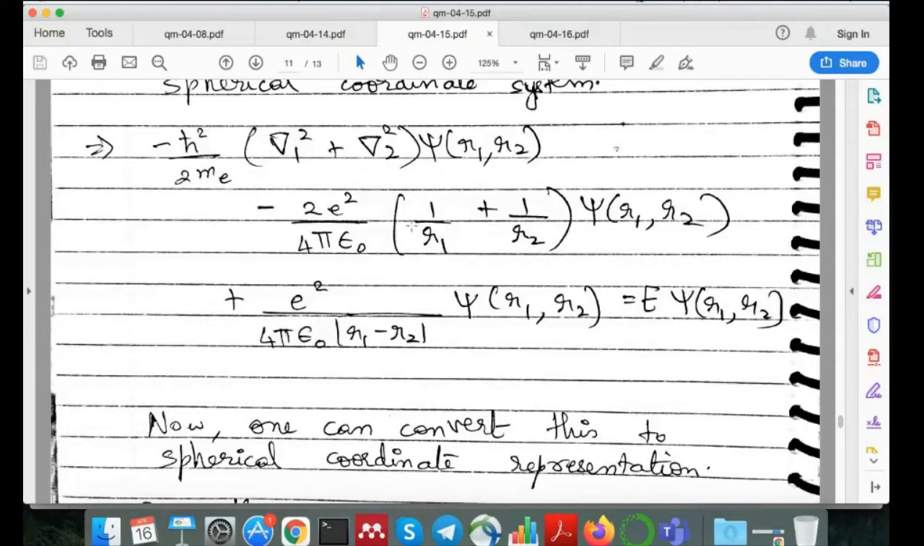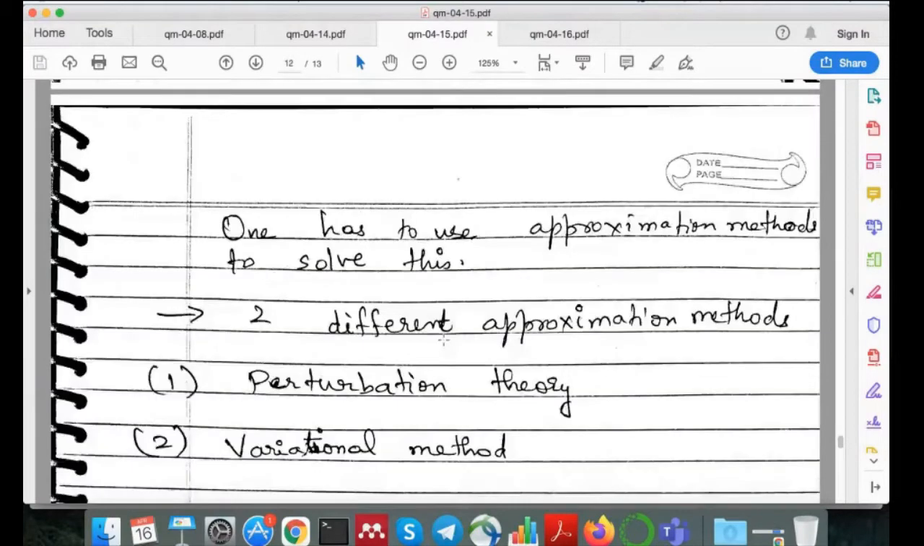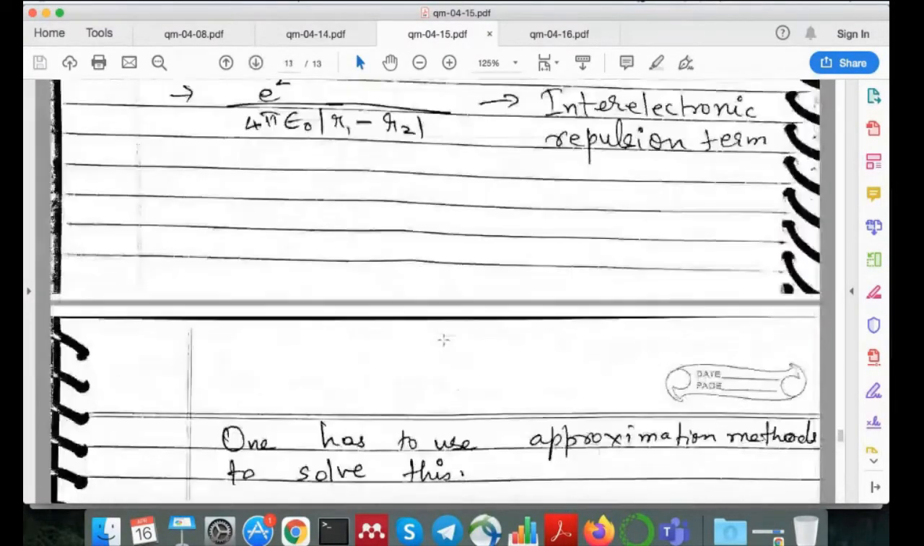And like I said yesterday, this cannot really be solved exactly. Just like we did for a hydrogen atom, we cannot do it the same way, because this third potential energy complicates the solution. So then we have to resort to approximation methods. There are two kinds of approximation methods most commonly used: one is the perturbation theory and the other is the variational method. This is where I stopped yesterday. I'll share the notes with you guys. You should go through them.